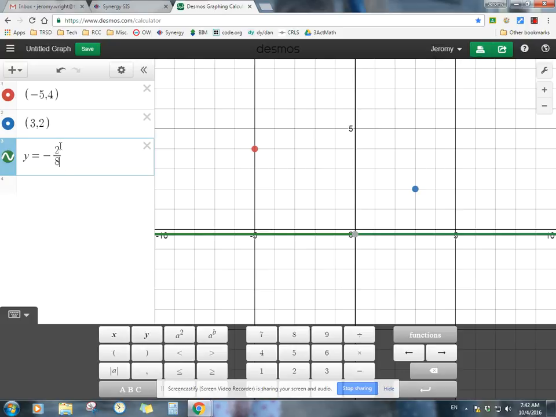But you'll notice 2/8, right? That's a reducible fraction. That's the same as 1/4. I could leave it as 2/8, or I can put it as 1/4, or I could even put negative 0.25. I could put it in decimal form, and it doesn't matter.